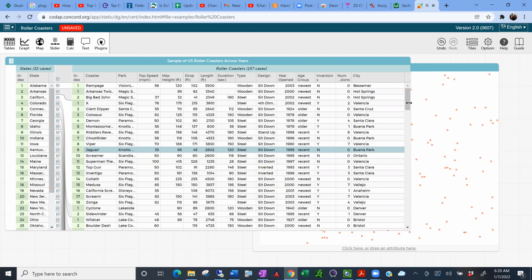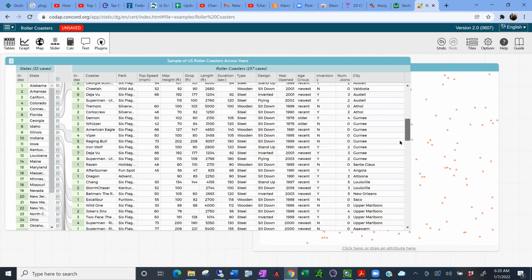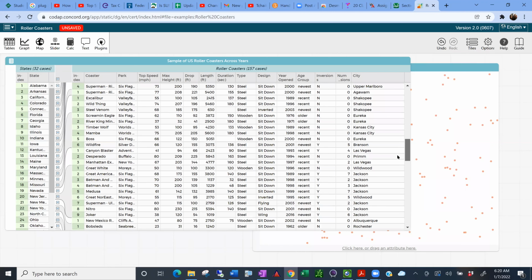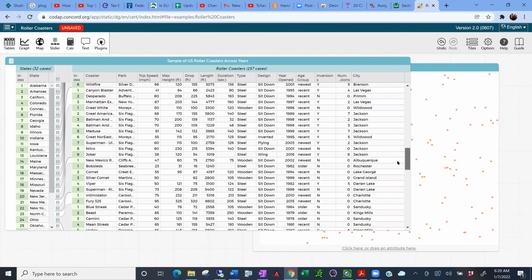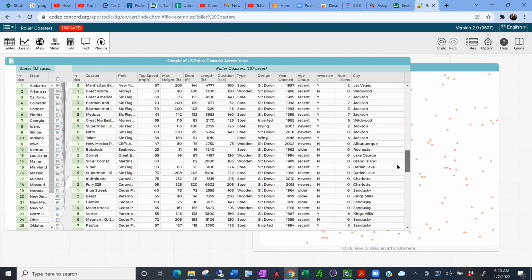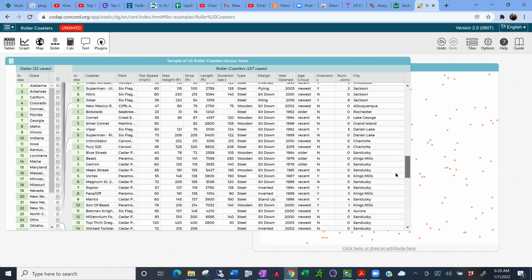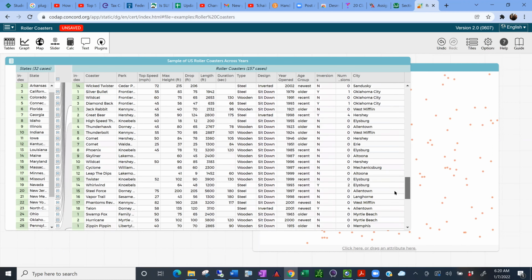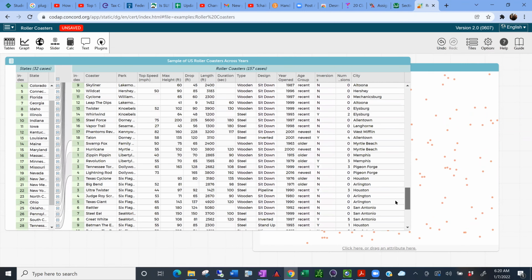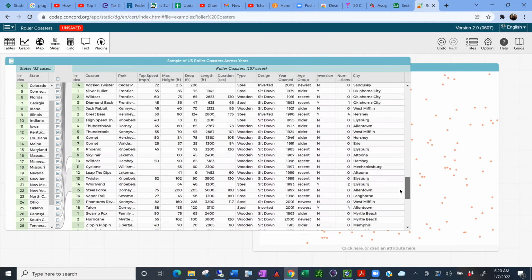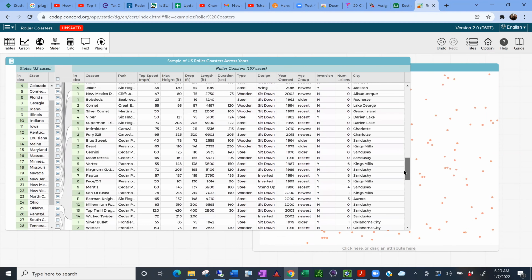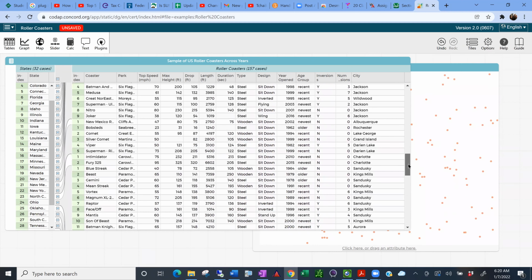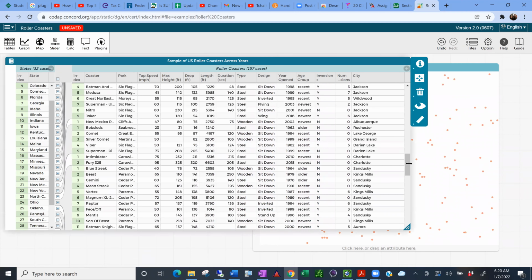Now, this is a cool data set that discusses all the attributes of almost all the coasters in the United States. It's got all kinds of great statistics: top speed, max drop, length, duration, type, year built, city, everything you could want. But let's focus on the fun part, right? And the fun part, of course, would be the maximum speed, how fast you get going.